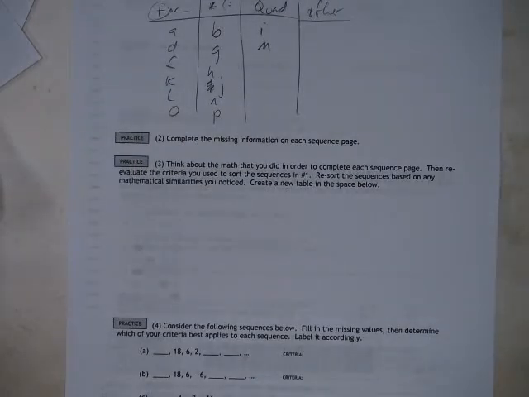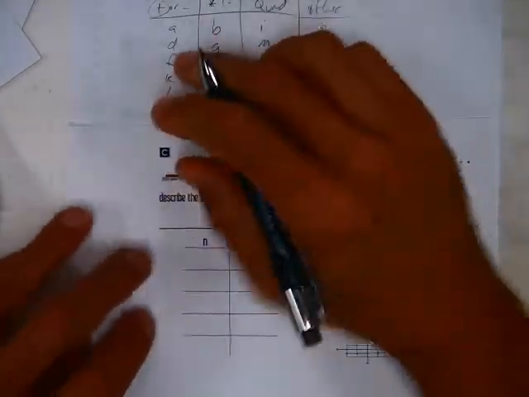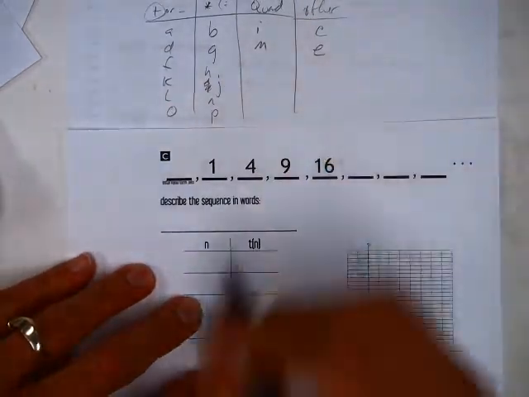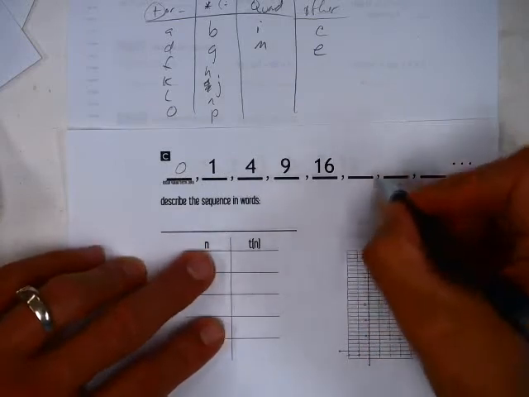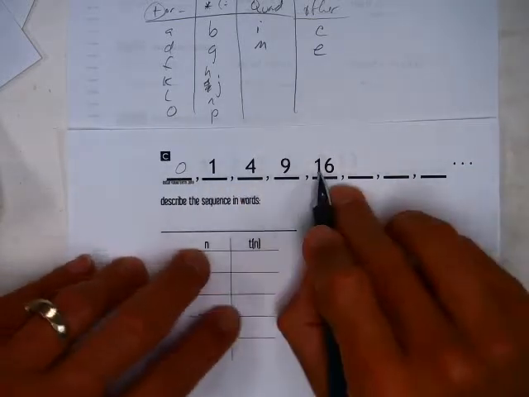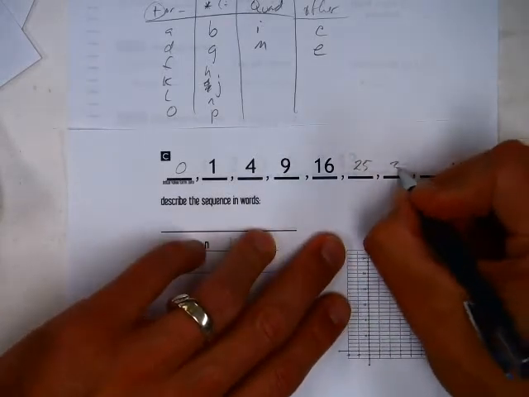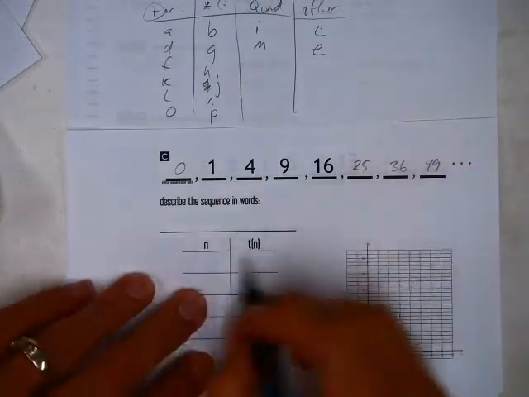So for number 2, to complete the missing information on each page, if we look at something from the other category, it was C and E. C, I think, is the most relevant because it's a perfect square. It's an equation that we are familiar with. If I know that that is 3 squared, 4 squared, this would be 5 squared, or 25. 6 squared is 36. 7 squared would be 49.